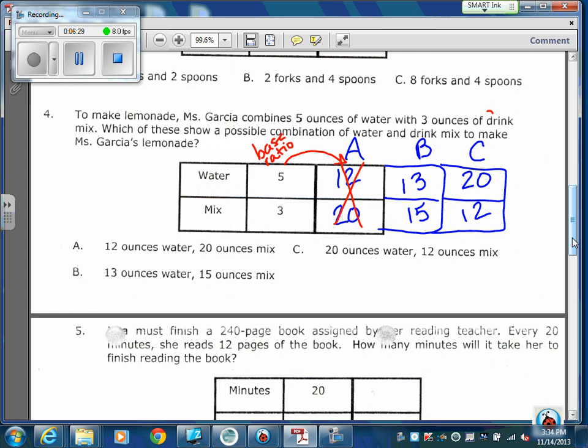So then let's look at B. I can see easily 3 to 15 is times 5, but when I do the top times 5, 5 times 5 is not 13, so B is out. Last one, C: 3 to 12 is times 4. For this to be true, 5 times 4 has to equal 20, and it does. That means C is my answer.